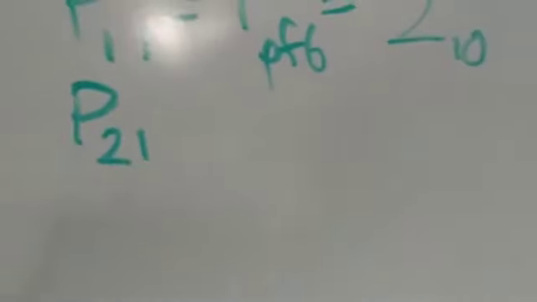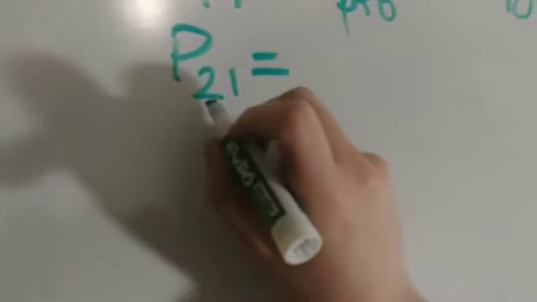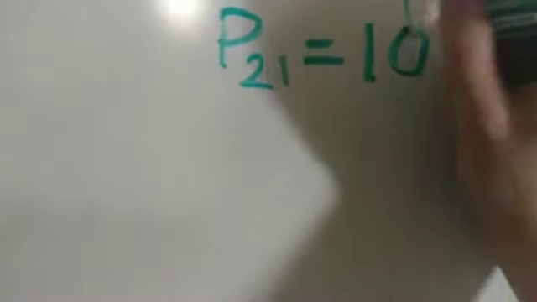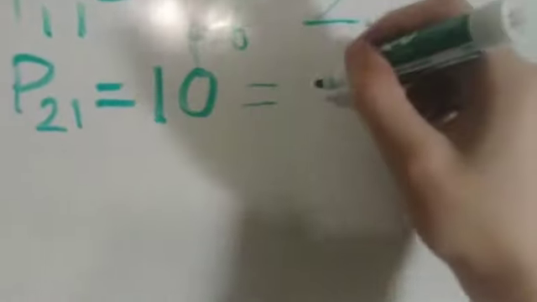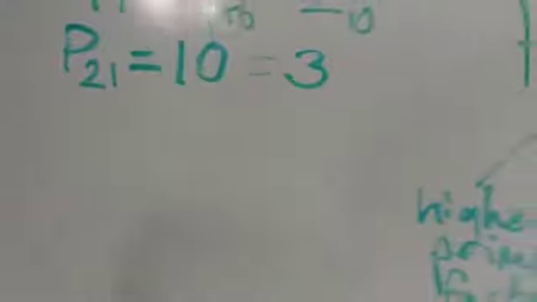So after P11, you move on to P21. P21 is the highest prime factor is 2, and there's only 1. So that would be 10 in PFB, and that would be 3 in base 10.